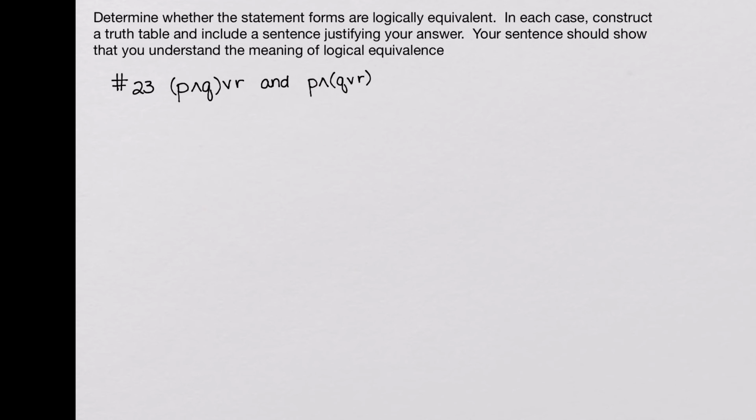And again, each truth value is the same for each row, so these are logically equivalent. One more. We've got P and Q or R and P and Q or R. So let's see if these turn out to be logically equivalent as well.